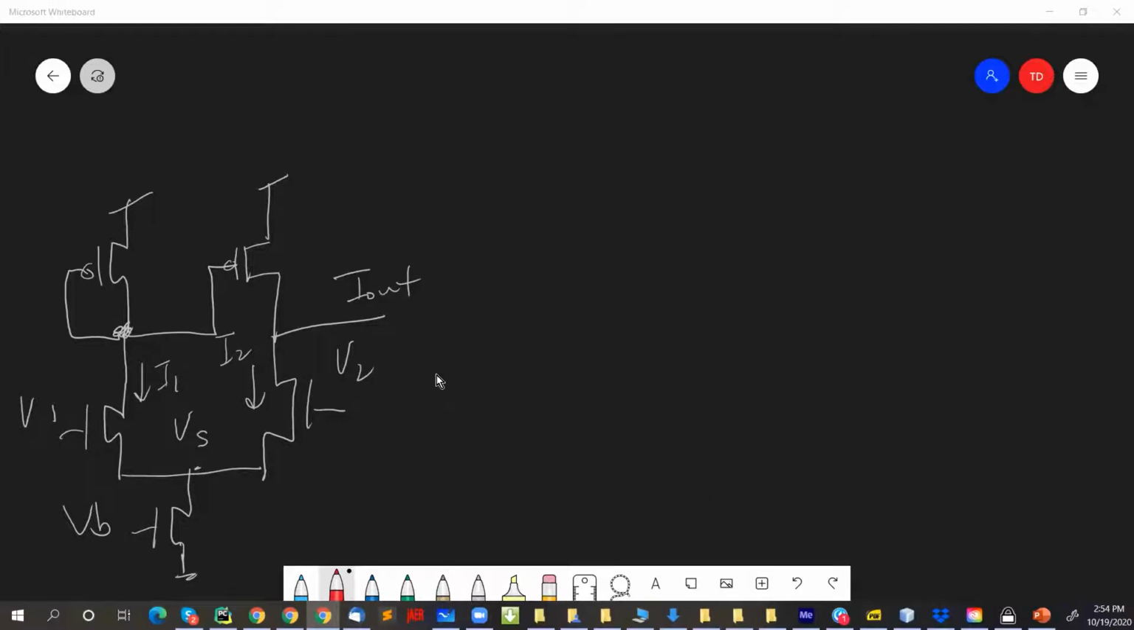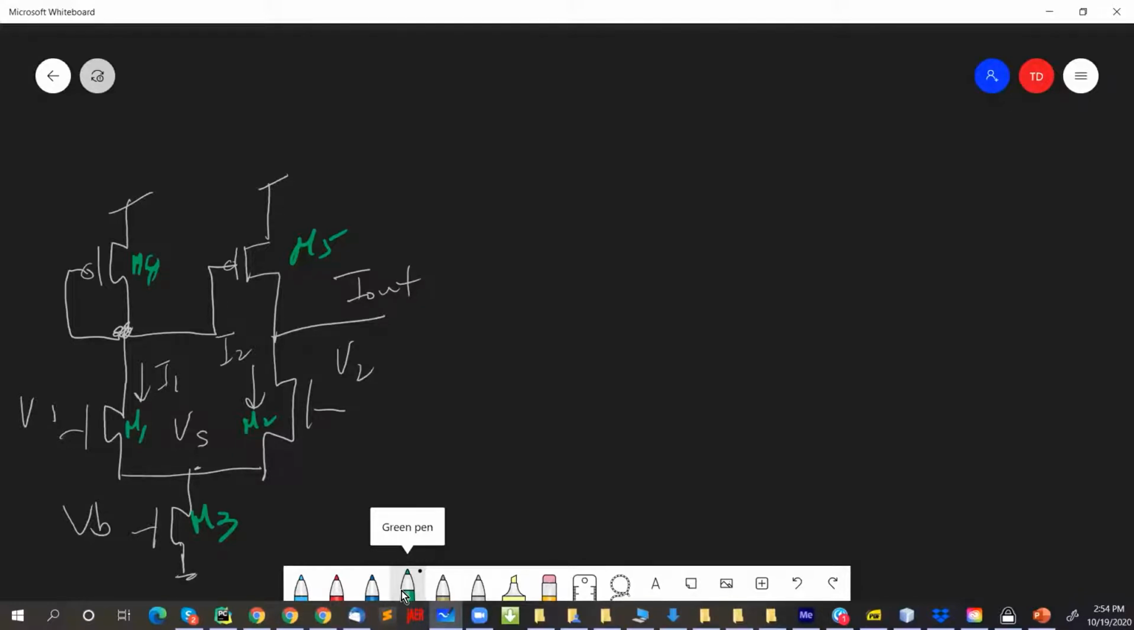Okay, here we go. All right. So for the analysis that I did before, we assume that all the transistors are in saturation. I'm just going to also go ahead and label these transistors with names. This is M5, M4, M1, M2, and M3.